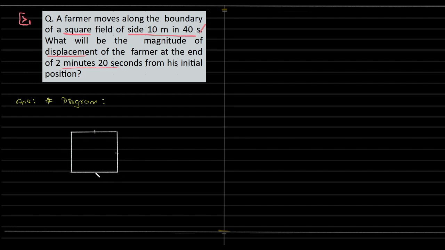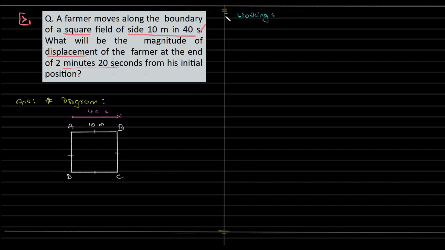What is the property of a square? All the sides are equal. So all the sides are of length 10 meters. And the person is able to cover a length of 10 meters in 40 seconds. Okay, so the question is, find the displacement at the end of 2 minutes 20 seconds. So let's look into the working.